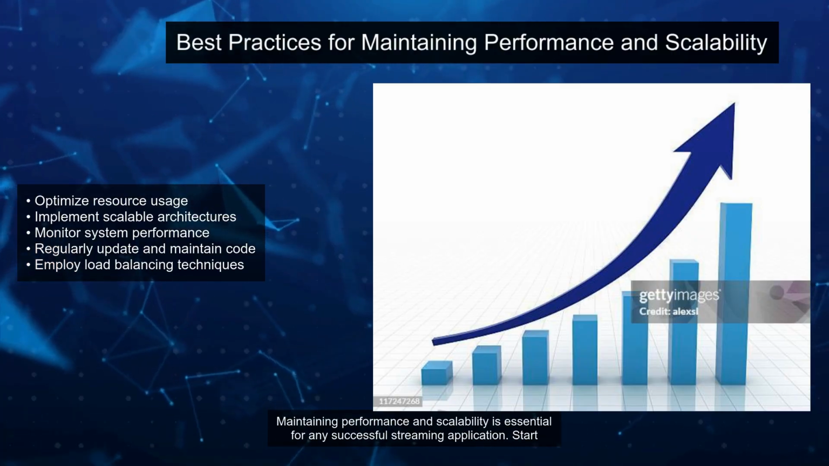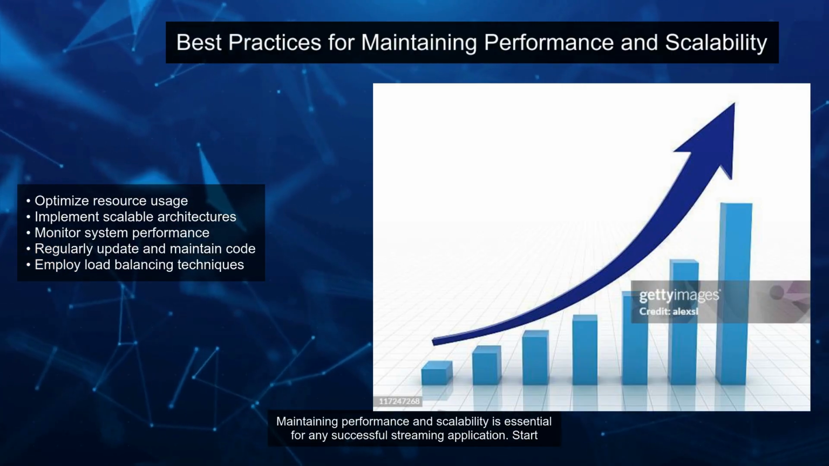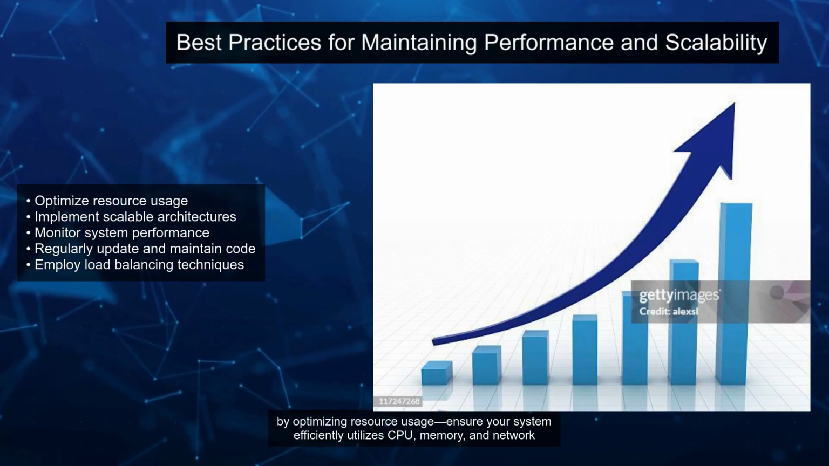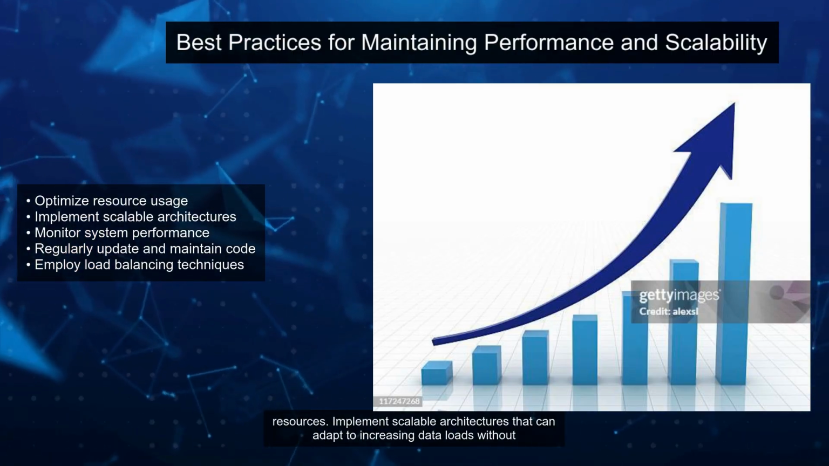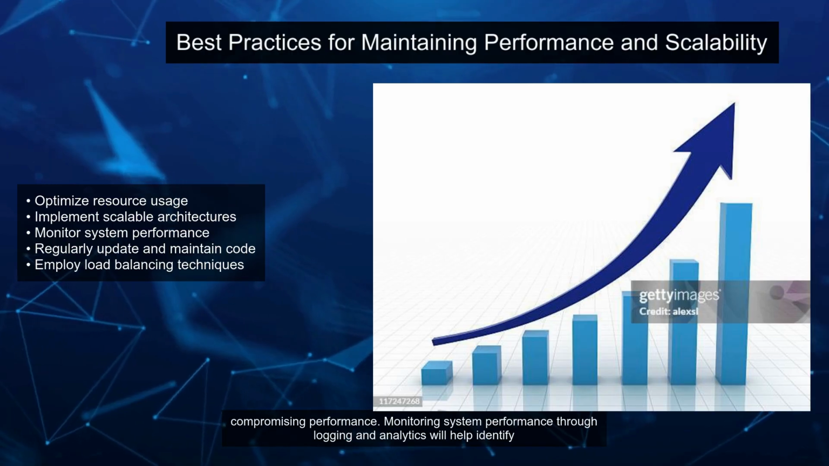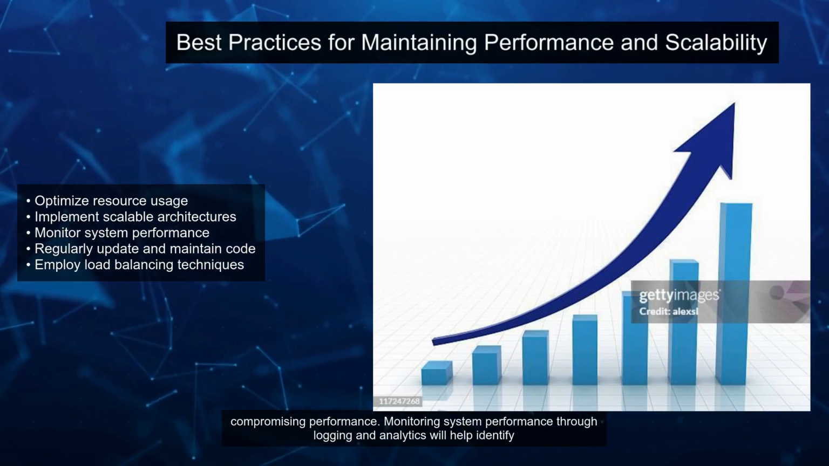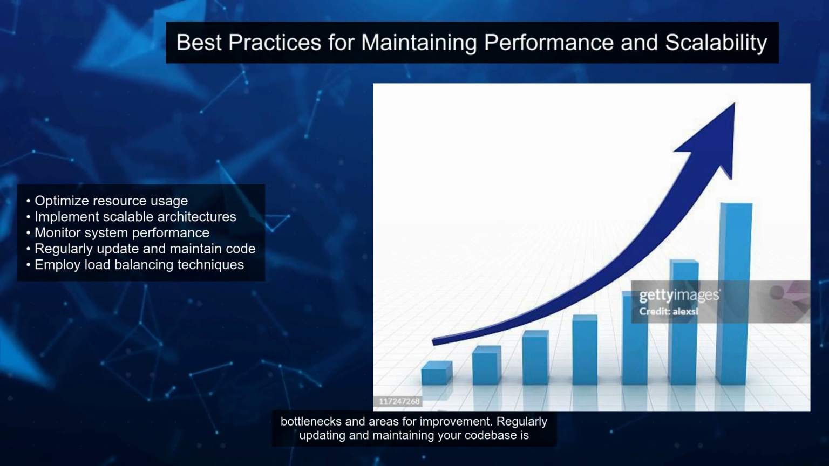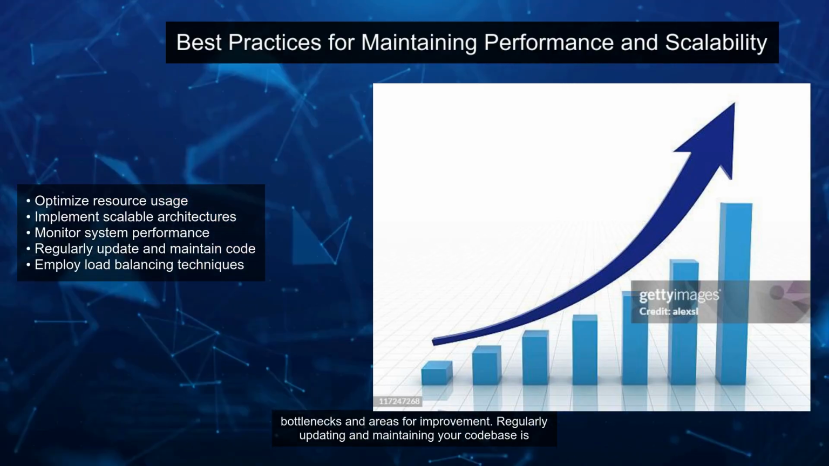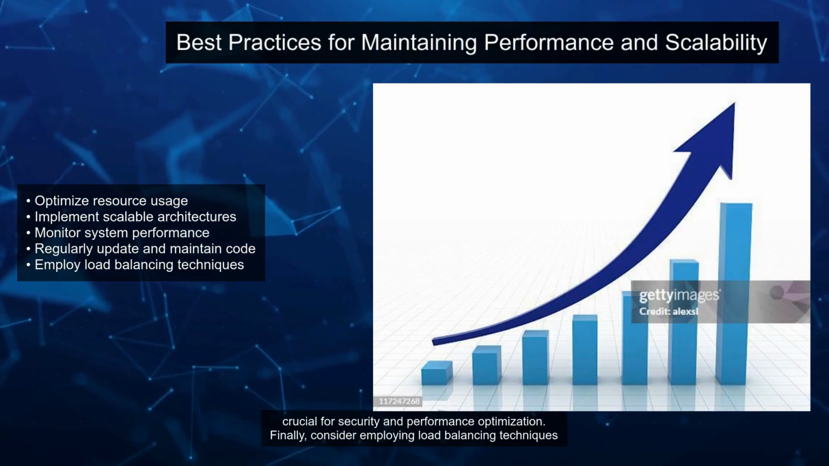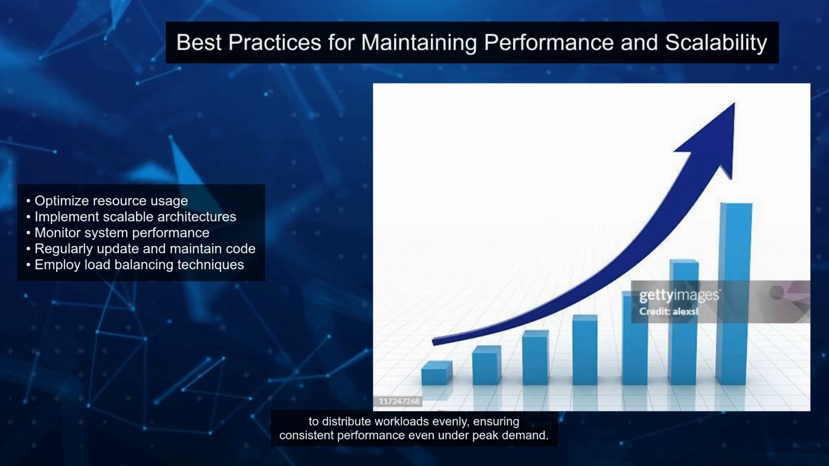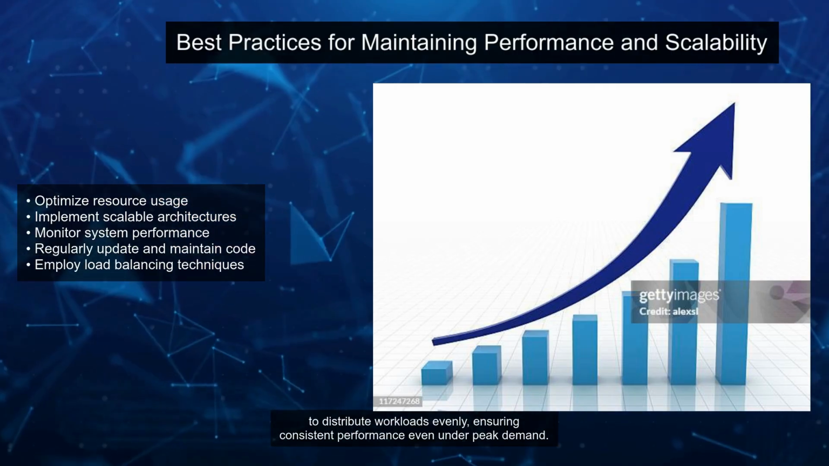Maintaining performance and scalability is essential for any successful streaming application. Start by optimizing resource usage. Ensure your system efficiently utilizes CPU, memory, and network resources. Implement scalable architectures that can adapt to increasing data loads without compromising performance. Monitoring system performance through logging and analytics will help identify bottlenecks and areas for improvement. Regularly updating and maintaining your codebase is crucial for security and performance optimization. Finally, consider employing load balancing techniques to distribute workloads evenly, ensuring consistent performance even under peak demand.